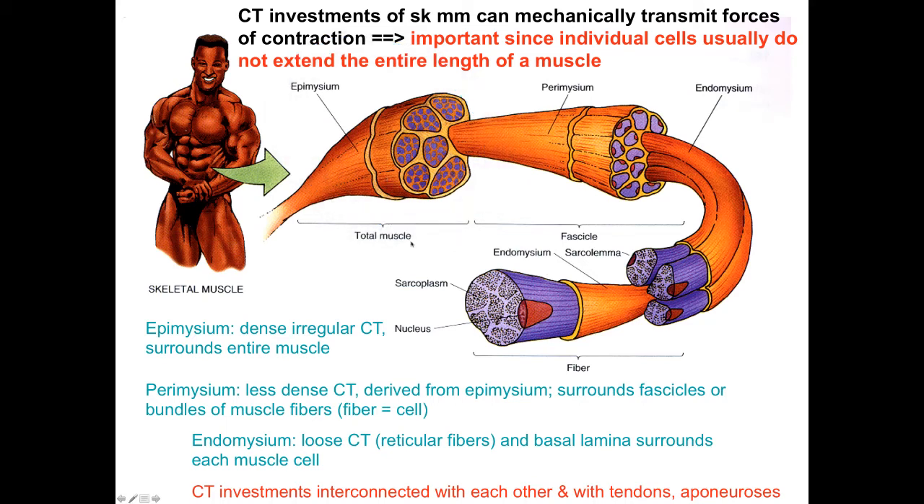And so you can imagine that as this cell contracts, the forces of contraction are focused through the connective tissue sheets all the way to the large muscle so that it can impinge on a bone and can cause the bone to move. It's because the connective tissue investments of the muscle cells are interconnected with each other and then with tendons, for example, that as the muscle flows into the bone.